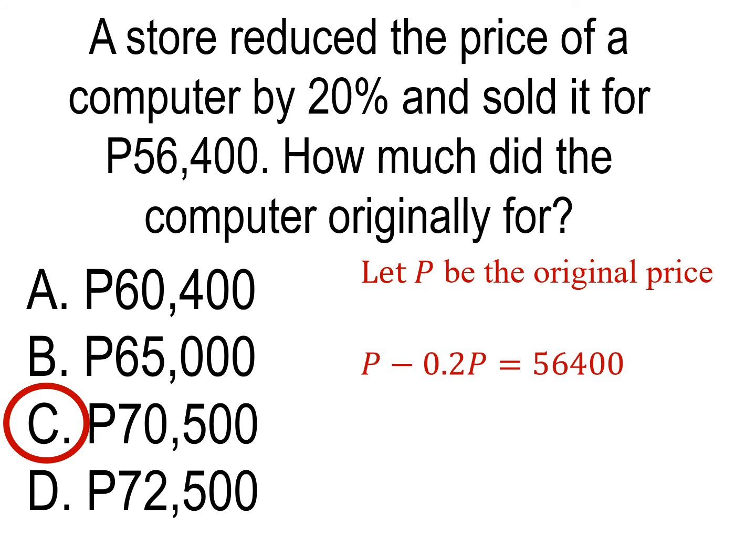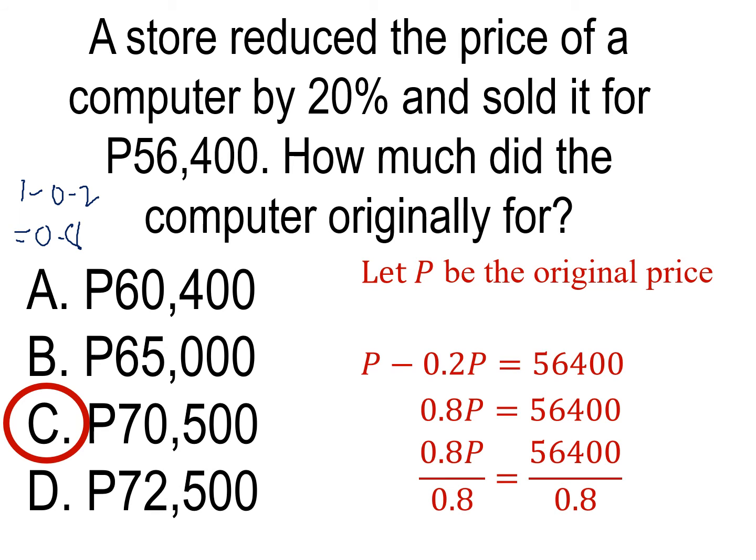Now, the original price, i-minus mo yung discount, ang lalabas doon will be the discounted price, which is 56,400. Then, P minus 0.2P will give you 0.8P, which is equal to 56,400. Please take note that 1 minus 0.2 is just equal to 0.8. That's why you are given 0.8P. Then we divide both sides by 0.8. You just cancel this. At ang lalabas doon, P equals 70,500.